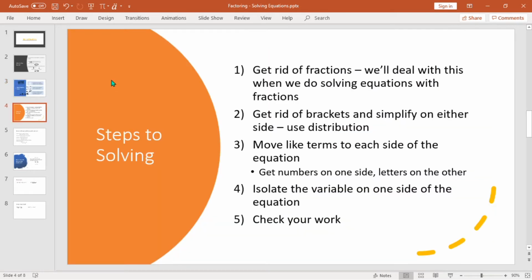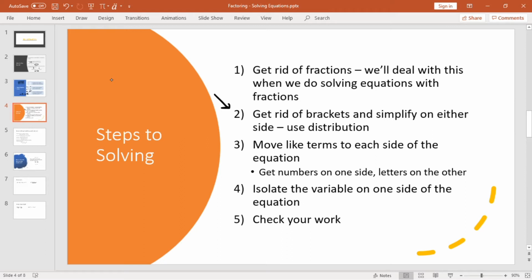Okay. So there are steps that you take. Usually you get rid of fractions first. So if you had an algebraic fraction or even a numeric fraction, you would deal with that first. It makes your life easier. We'll look at that in another slide set. So we're going to skip right to number 2.